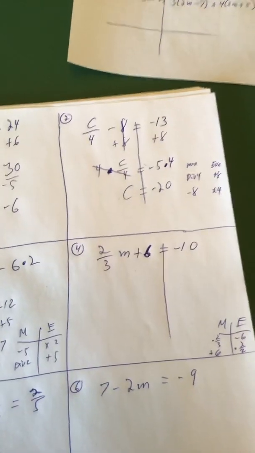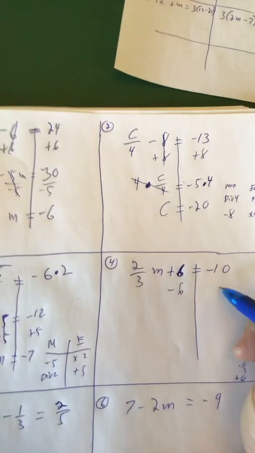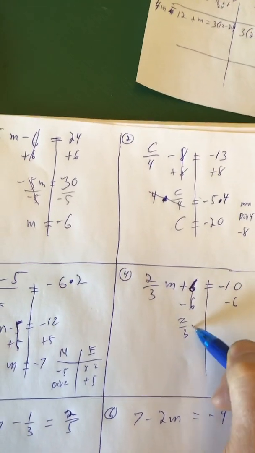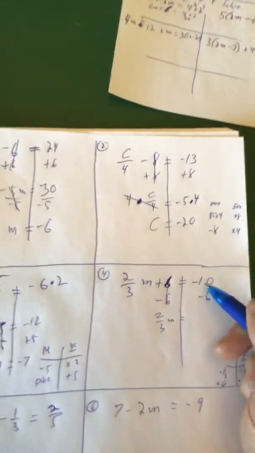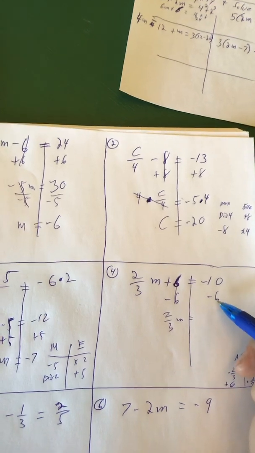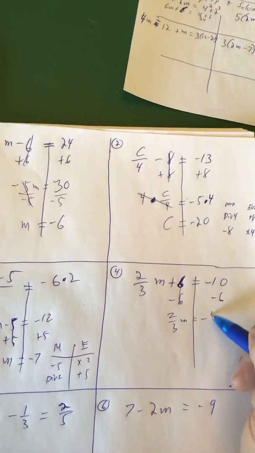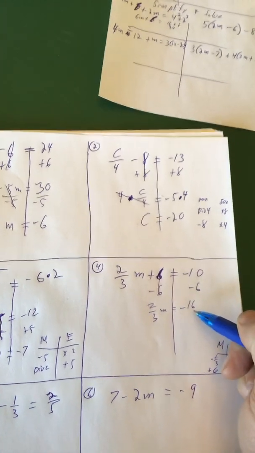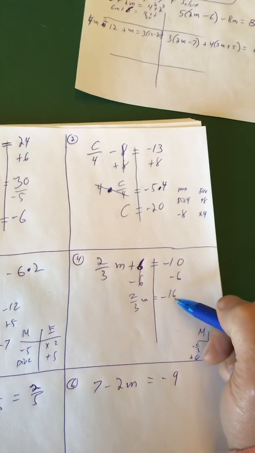So here we go. I'm going to subtract 6 from both sides, and then I'm going to write 2/3 m equals, if I am at negative 10, I go 6 to the left. Aren't I going to be at negative 16? Bad guys and more bad guys is a lot of bad guys. That's another way I talk about it with my kids.